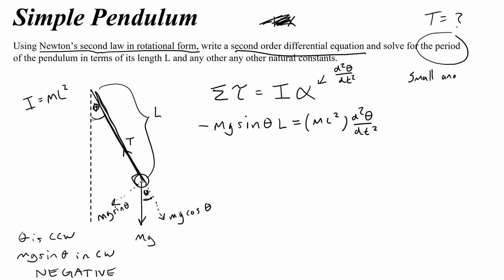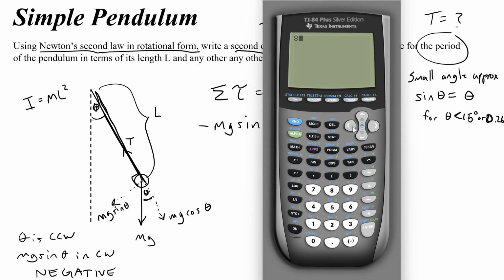The small angle approximation is simply that when sine theta is really small, it's actually equal to theta. Typically, we say for angles that are less than 15 degrees or 0.26 radians. Let's take a look at that. Okay, here I have my calculator, and if I check my mode, I'm in radian mode. This really only works in radian mode.